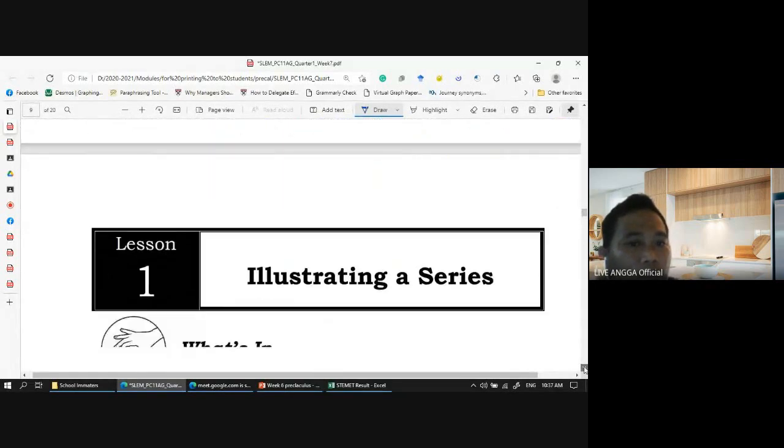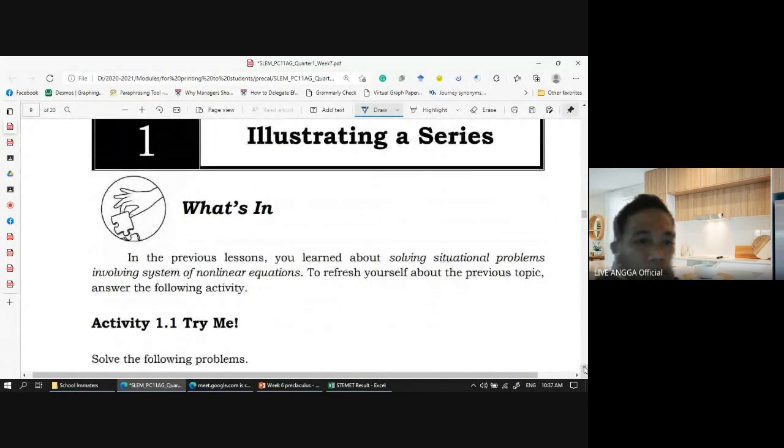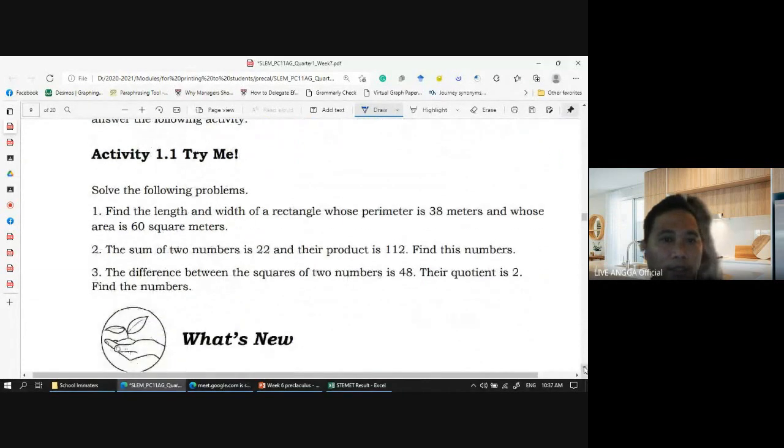Okay, if you have a question, then we have to illustrate a series. Okay, try me. Solve the following: find the length and width of a rectangle whose perimeter is 38 meters and whose area is 60 square meters.